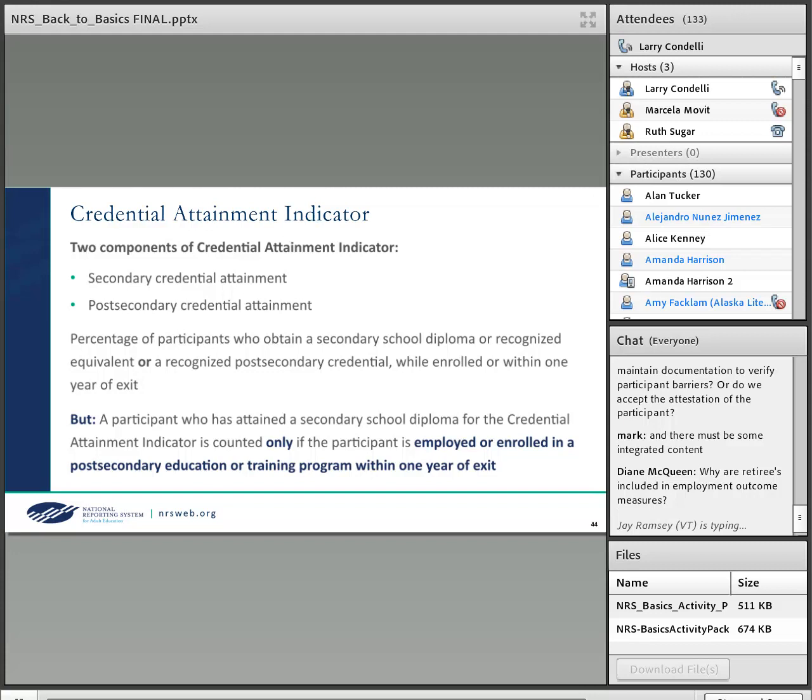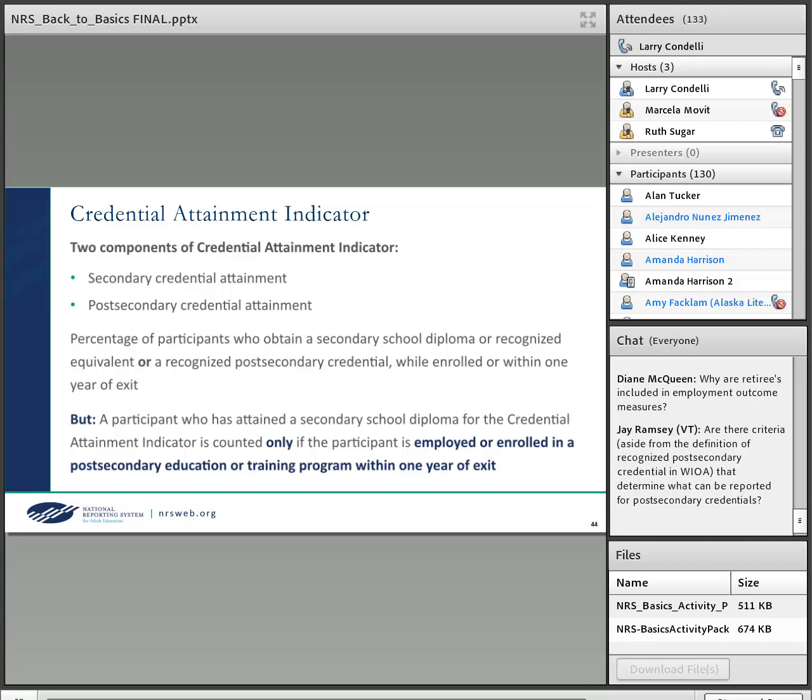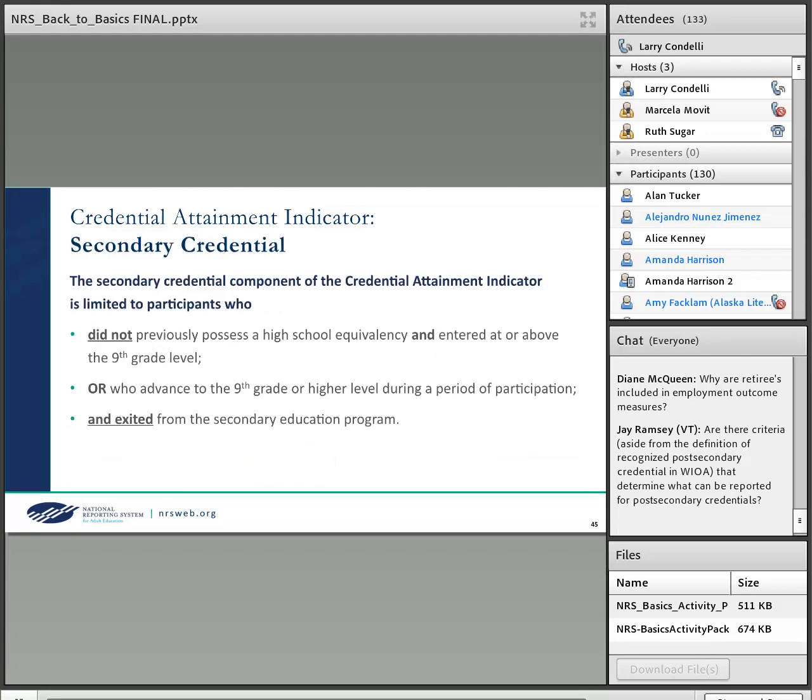However, if they said, oh yeah, I got a secondary credential, you then have to follow them up for up to a year to see whether they also enrolled in post-secondary education or were employed after exit. Only then can you count that secondary credential. So you have 2 credentials, 2 different groups of participants, counted only once, and if it's a secondary credential, they have to also either be employed or enter post-secondary education.